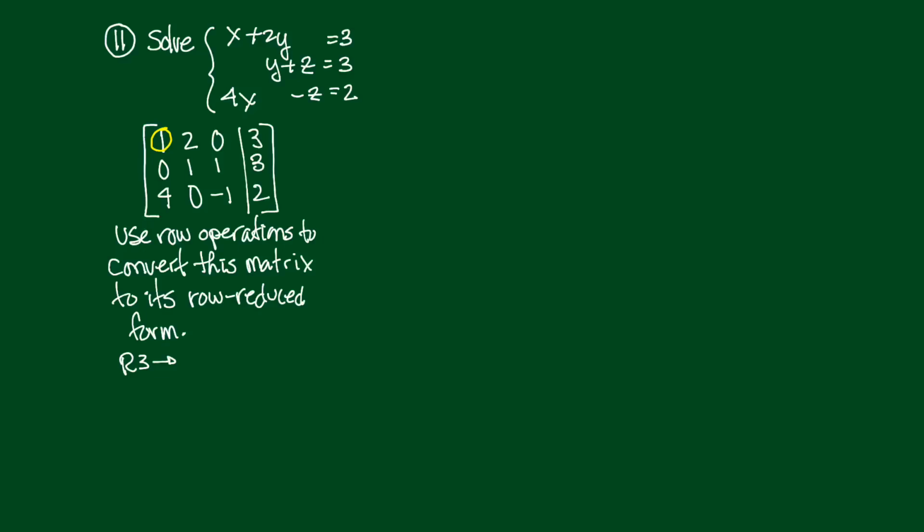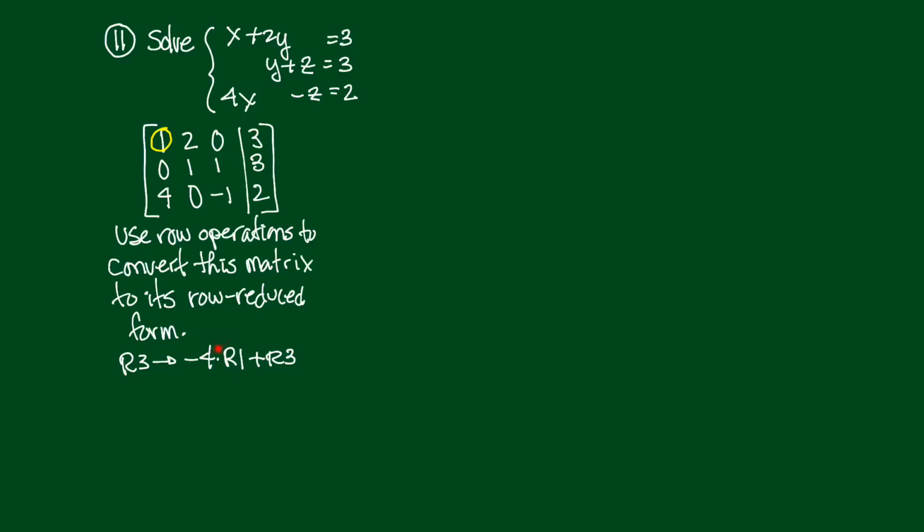here's how this always works. I want to turn this number to 0. So I take the opposite of this number and I multiply it through the pivot row. So the opposite of this number is negative 4. So I will take negative 4, multiply it through row 1, the pivot row, and then I'm going to add that to row 3. And here's what that looks like.